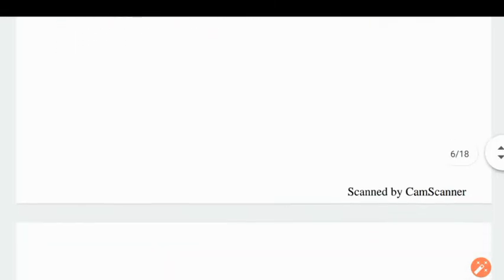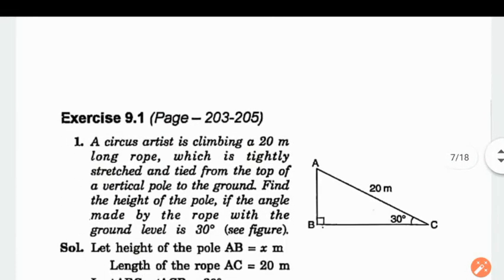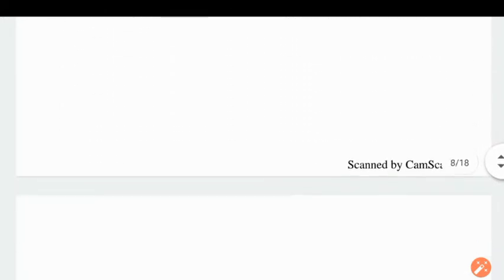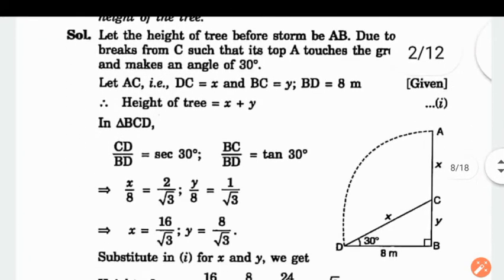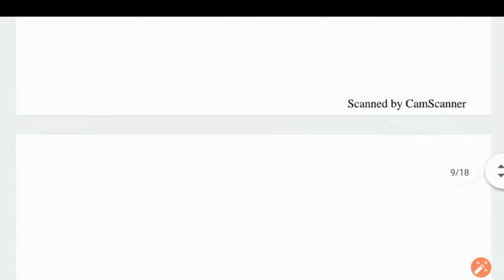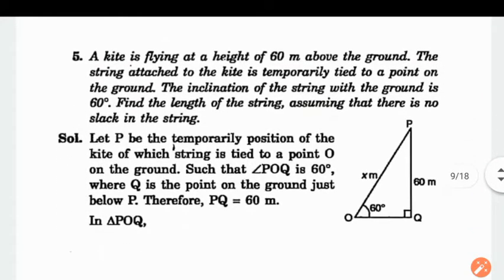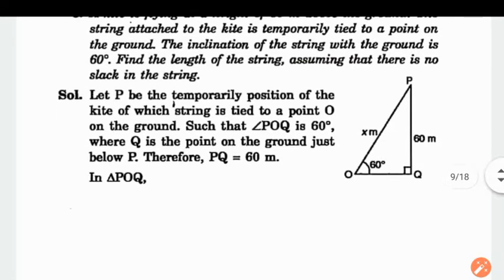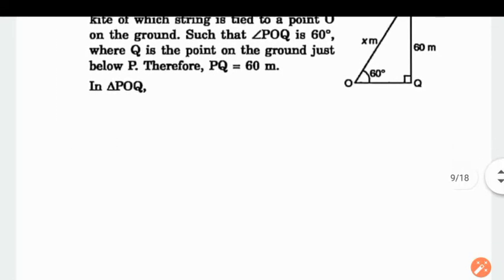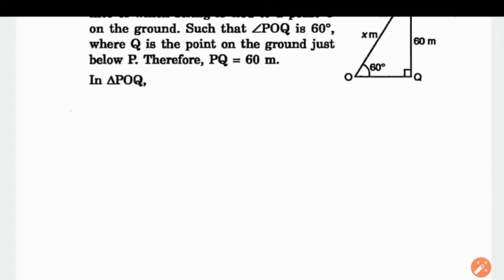In the previous video, or you can say in the first video of this topic, height and distance, we have solved till question number 5. You can see that video where you will find the solution till question number 5. Okay. So, today in this video I am going to solve the rest of the questions.